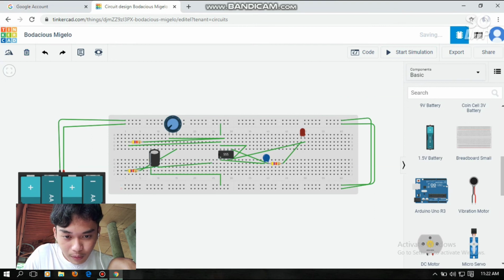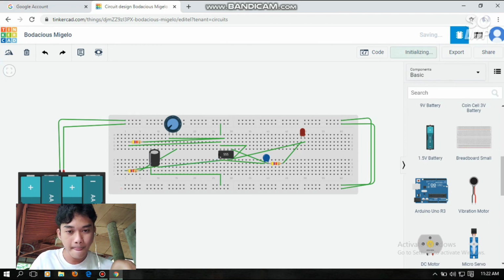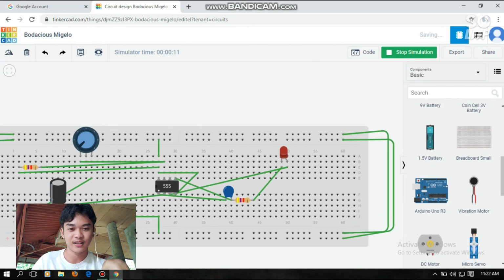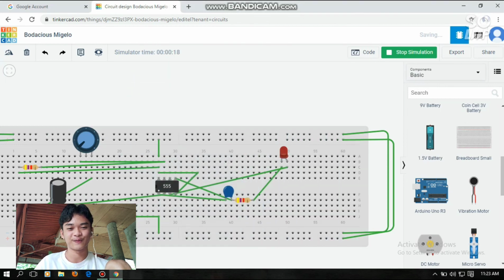So the polarized capacitor positive is for trigger, pin trigger. Start simulation. It works. And that's all. Thank you.